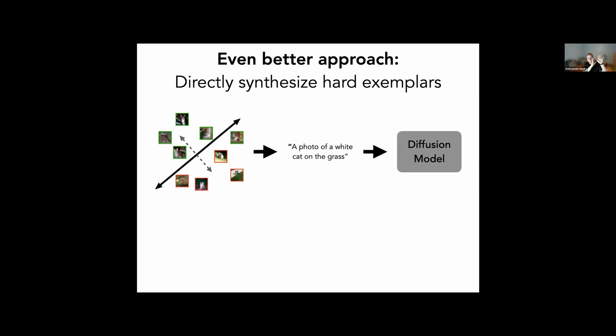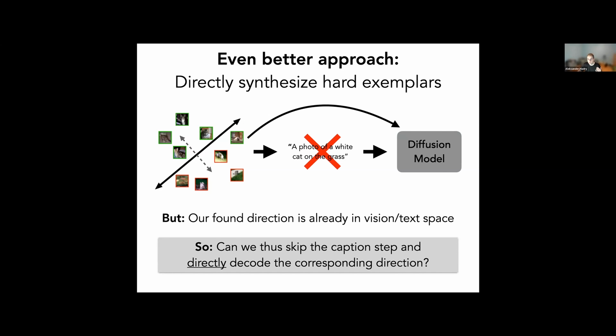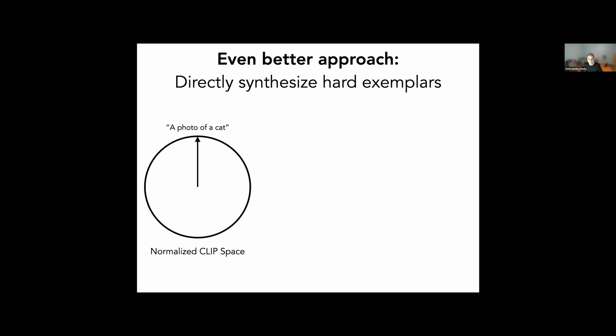Instead of going from this SVM, the caption of the hard direction, to a stable diffusion model, you can realize that you are actually getting directions in this shared image-text space. So instead of going through the caption route, you can directly take this direction and use it to decode the right image via the diffusion model. Specifically, if you have your baseline, a photo of a cat direction, that corresponds to the whole class you are interested in, and then there is the hard direction that we found via our SVM procedure, you can get a synthesized hard image direction by starting with the direction of the photo of a cat and tilting it towards its hard directions.